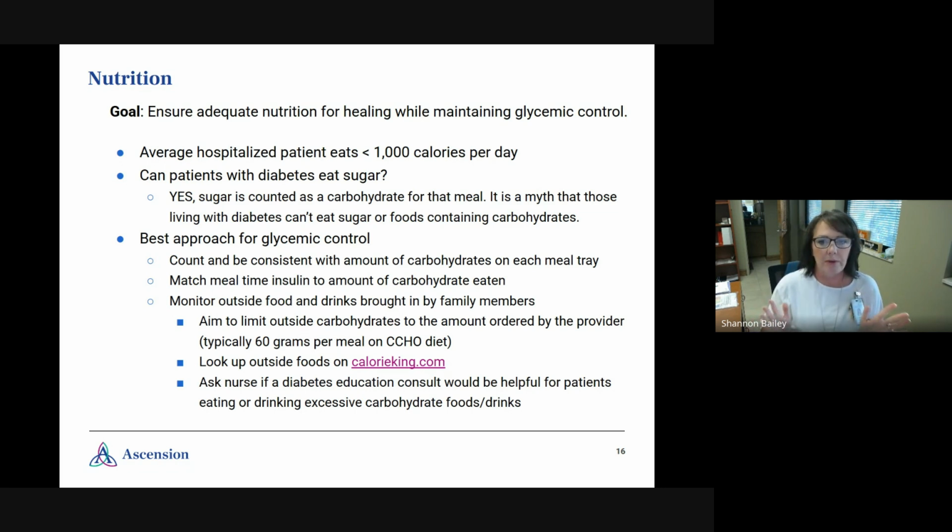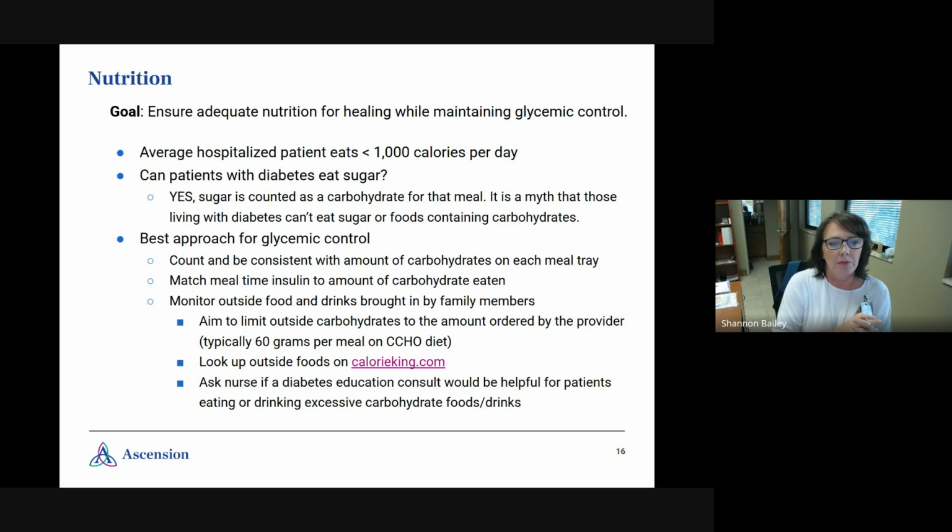Absolutely. People with diabetes can eat sugar. A lot of times when people are ill, sugar is what they want. They want comfort food. And so what we do here at Ascension St. John is that carbohydrate will be counted in the total carbohydrate on each meal tray. And we'll talk a little bit more about what carbs are and how you can fit sugar into that meal plan.